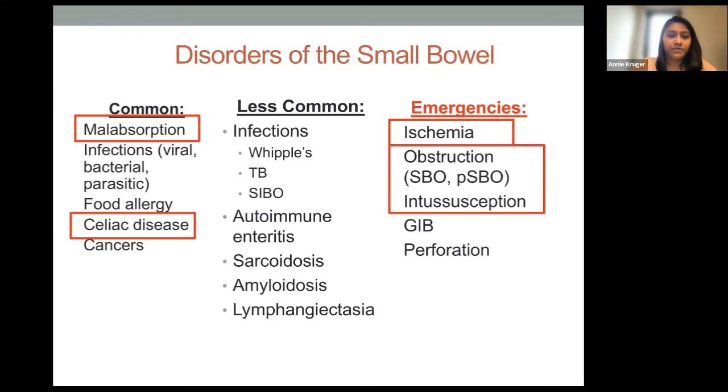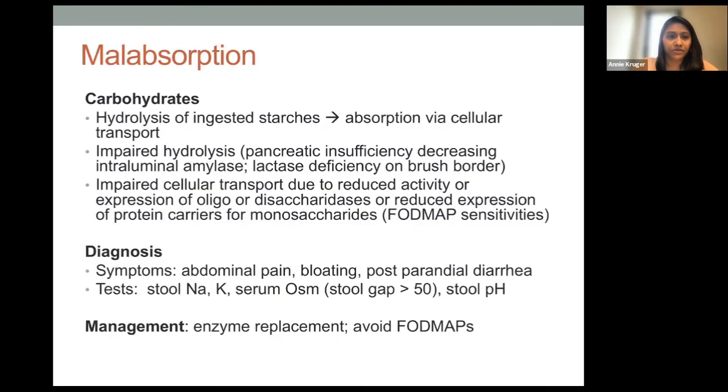Most common is malabsorption and celiac disease. I don't know if we're going to be able to get through all of this, but I'm going to go through it quickly. Most common things you're going to see is people presenting with chronic diarrhea, right? Like, I've been having diarrhea every time I eat this or that. My stomach's upset and I'm having diarrhea. And so this is a common problem I deal with in the clinic.